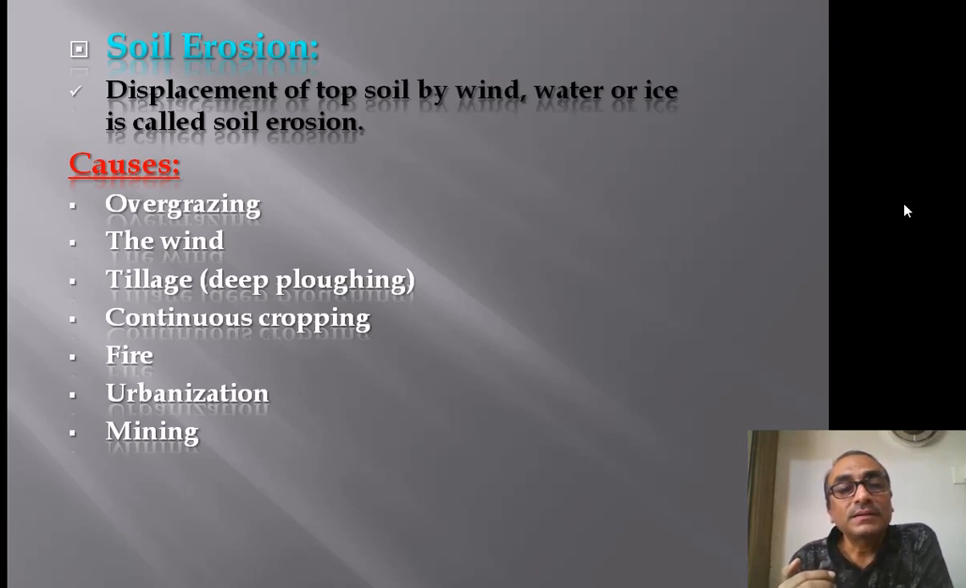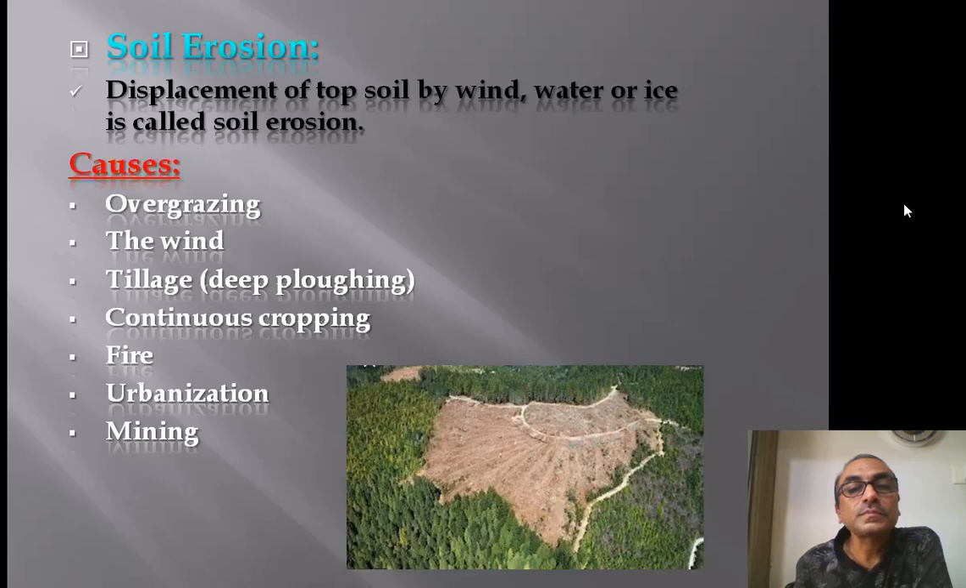And another thing is mining. A large area of the land is taken for mining, and after mining the dugout land area is left open as it is, and that also leads to soil erosion. Now here you can see in the picture a patch of land showing the soil erosion which has taken place there, and nothing is growing on that region.